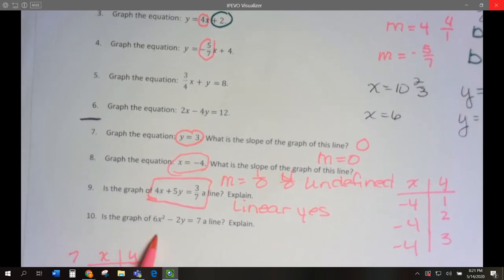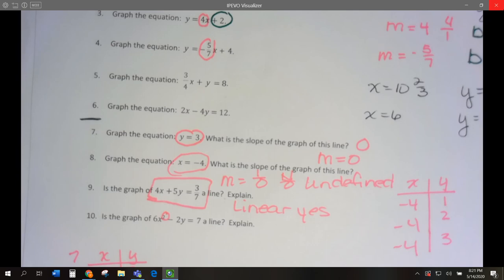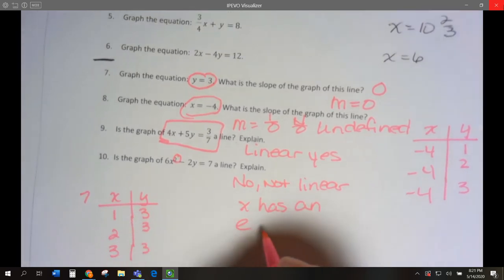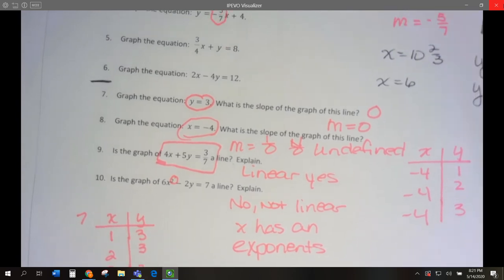Is this graph a line here, number 10? Think about it. Look at this. We're going to say no, this is not linear. It's not going to be a line because x has an exponent of 2. And remember, if it has exponents, or if the variable is in the denominator, it's nonlinear.